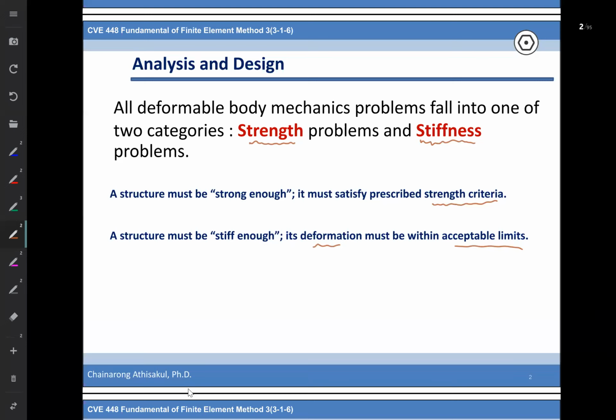For example, if you imagine a ruler, you may bend it and it is not broken. That means it is strong. Its strength can resist the bending moment that you apply. But if you use it like a beam, it may not be stiff enough because it has large deflection. So if you would like to use that ruler to support some load, it may not be suitable. So in view of analysis and design, we are talking about these two categories, strength and stiffness.